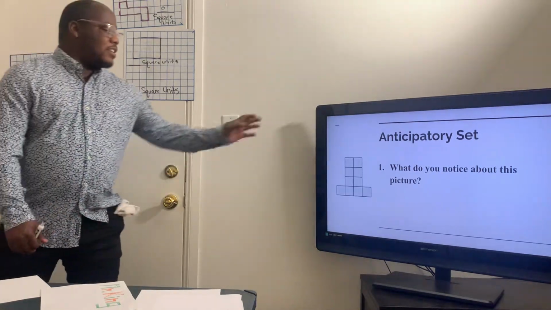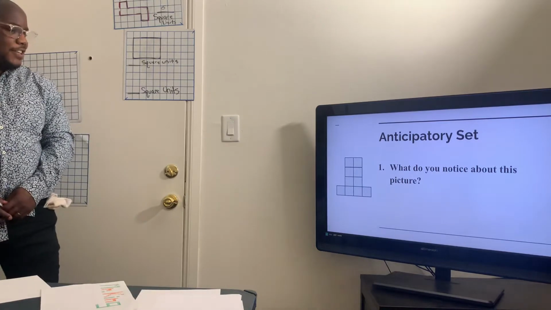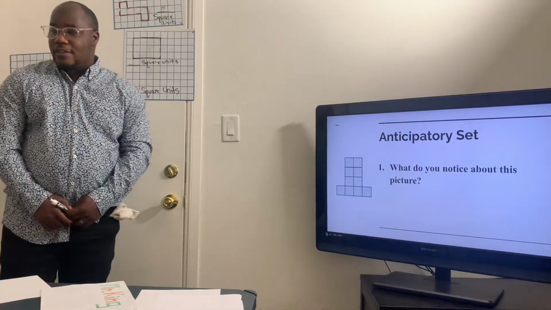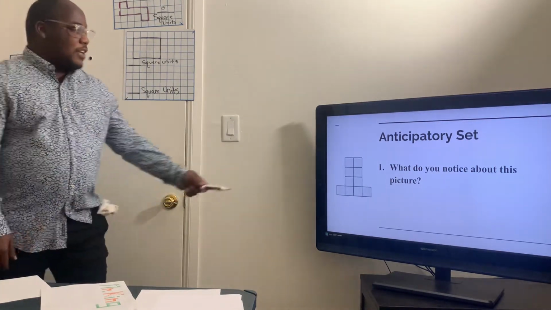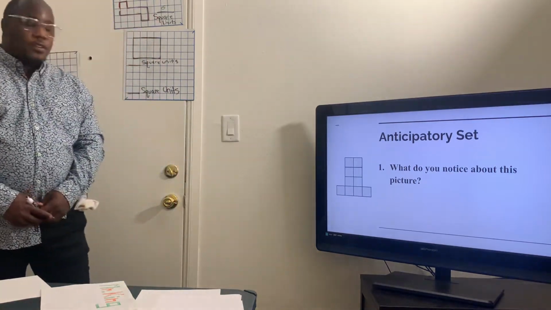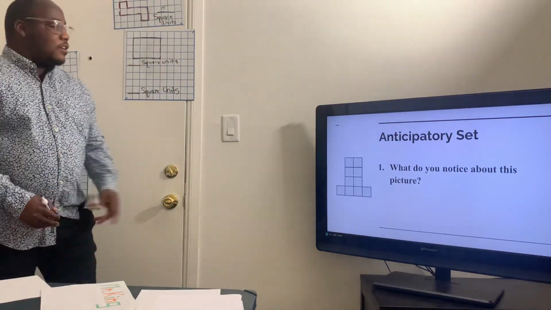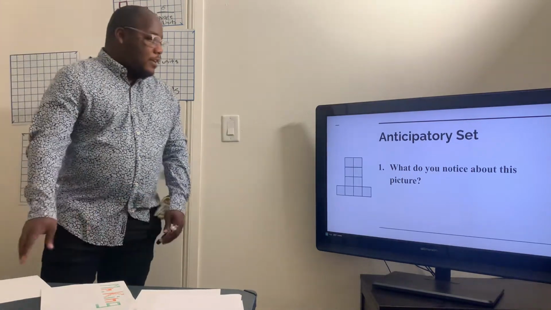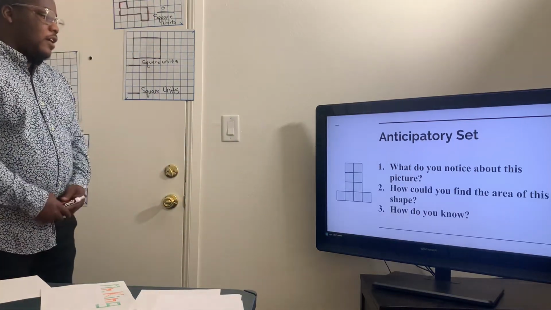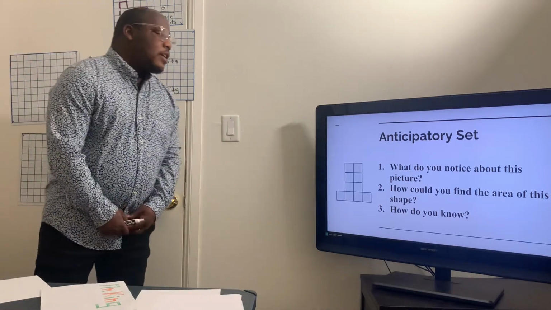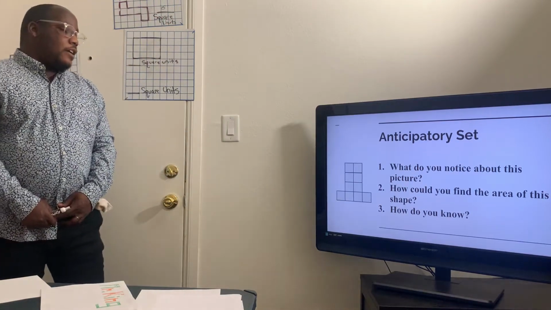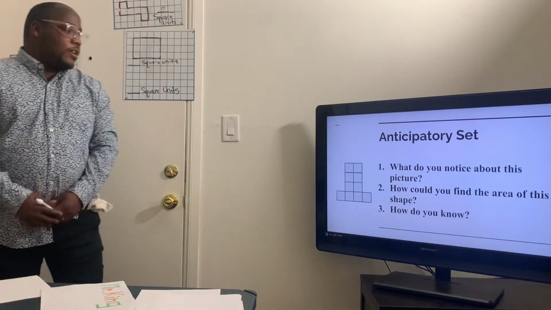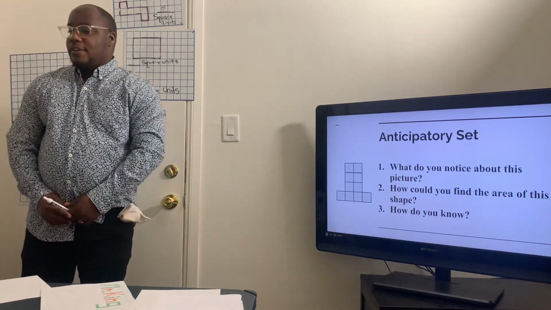What about what's inside that shape? We have all these lines. Okay, we have lines. And what are the lines making? What shape are they making? Squares. They're making squares. Yes, good. So how could we find the area of this shape? How do you think we could find the area of this shape?